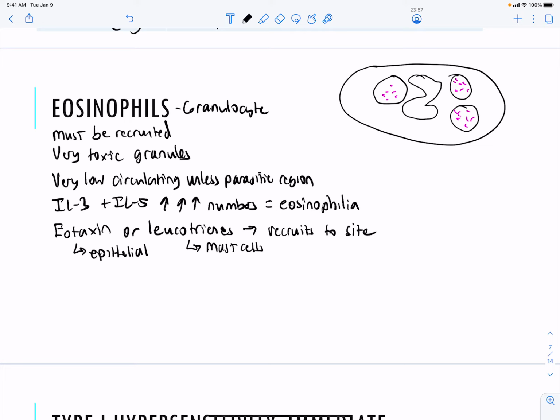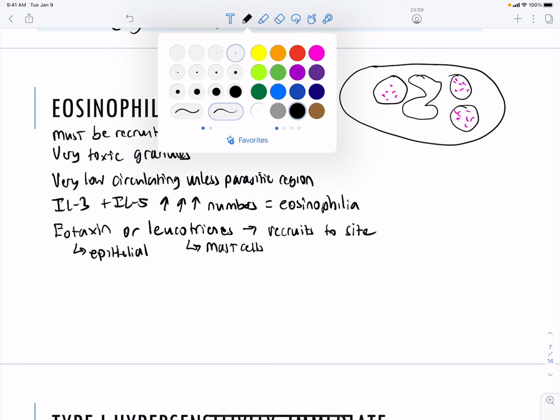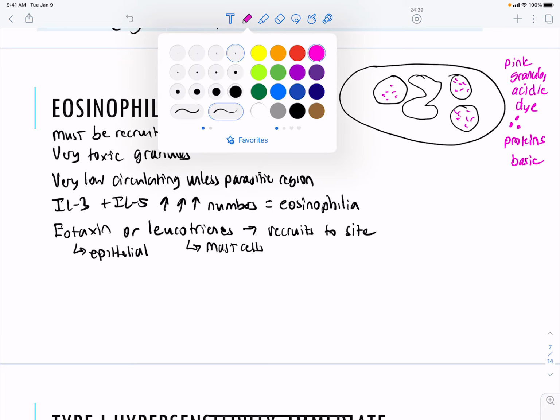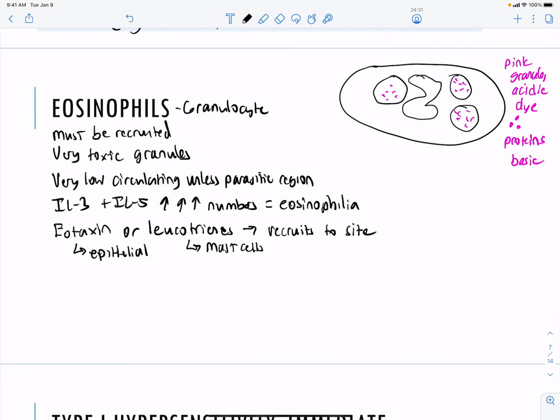Now, we have here our eosinophil, and the granules are stained pink. So let's change to pink. That means they're staining with acidic dye, and what this means, therefore, is that their proteins are basic. And so you have a few very important proteins or functions of the eosinophil.